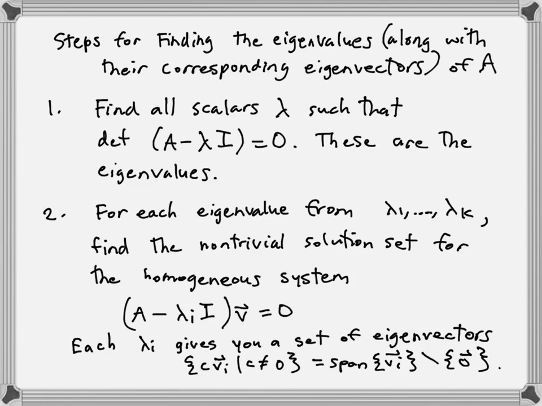I mean, I'm writing 2 steps here, but this is a pretty involved process, okay? Because we're saying find all scalars. There could be many of them. Find all scalars lambda such that that is true. And then for each one, you're going to solve a homogeneous system. Okay, so you potentially have to solve a lot of different systems of equations.